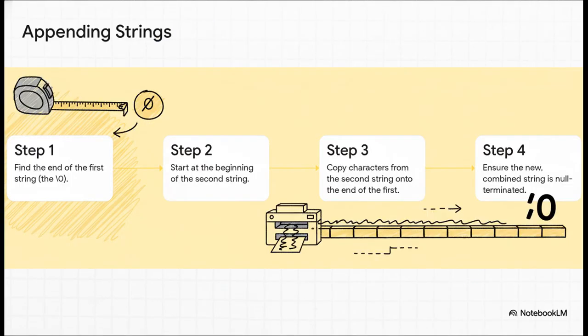So check this out. First, you use the logic from our tape measure to walk all the way to the end of the first string to find its null terminator. Then, starting right there, you use the logic from our photocopier to copy the entire second string, character by character, right on top of it. And just like that, you see how these simple ideas stack on top of each other.